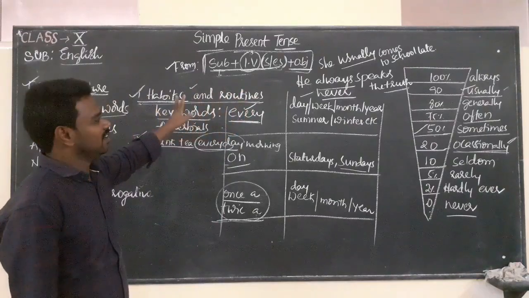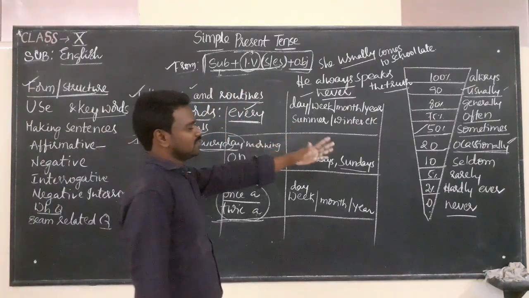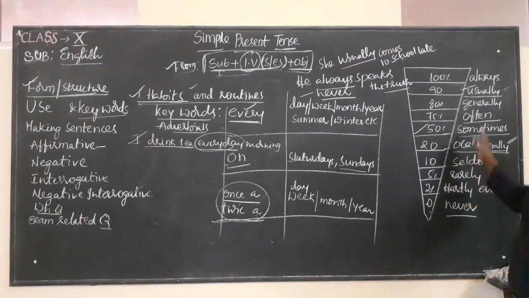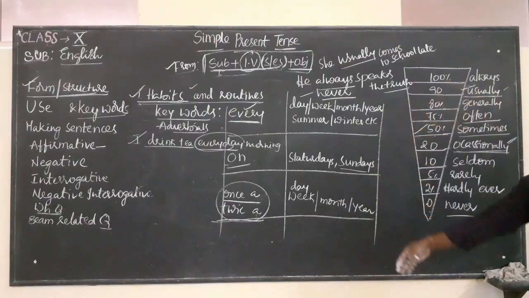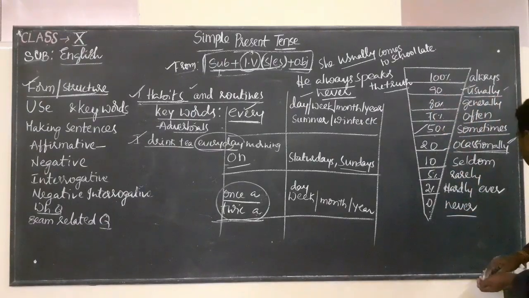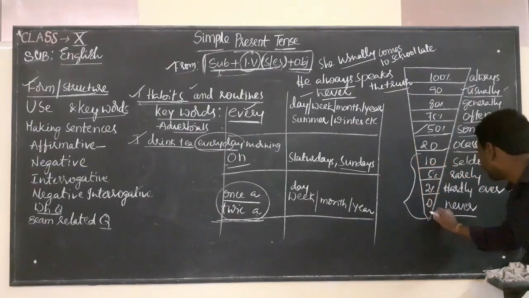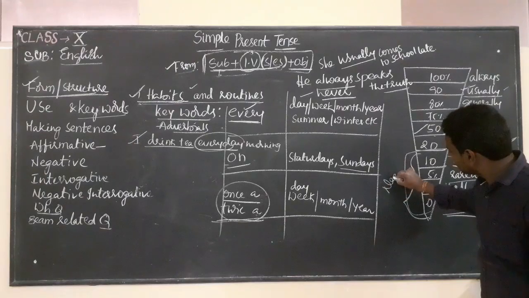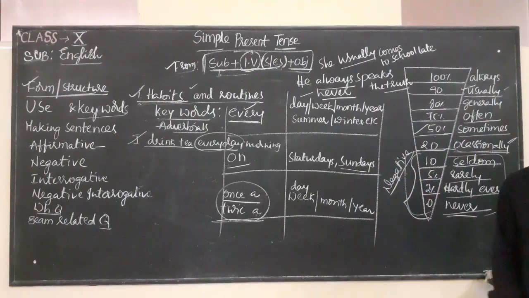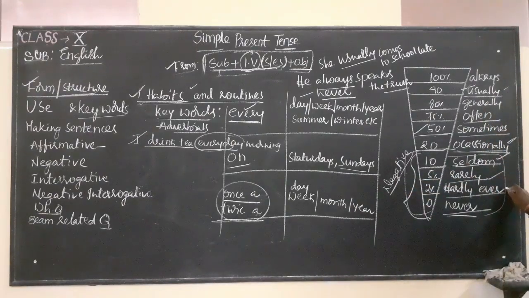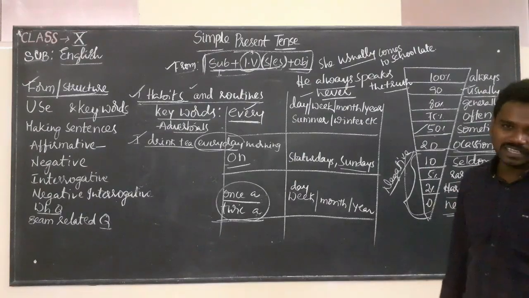This is very important: whenever these words come, they indicate simple present tense. So take a note of all these words and use them in your own sentences. From seldom to never, there are four words: seldom, rarely, hardly ever, never. These words have completely negative meaning.